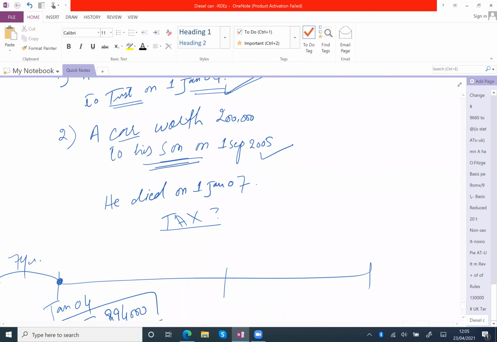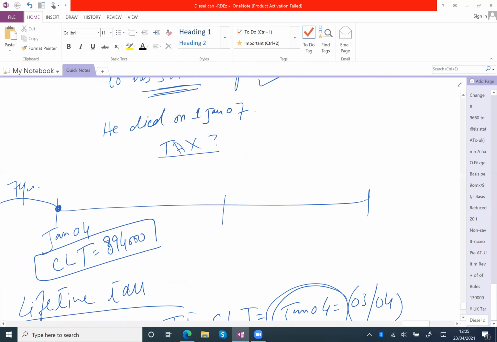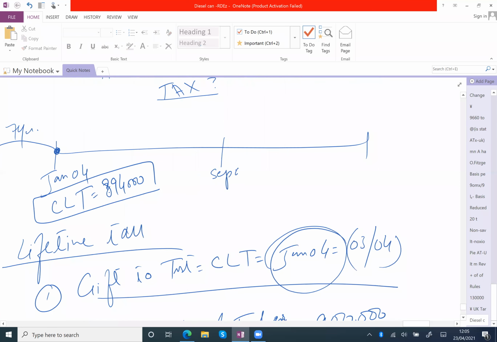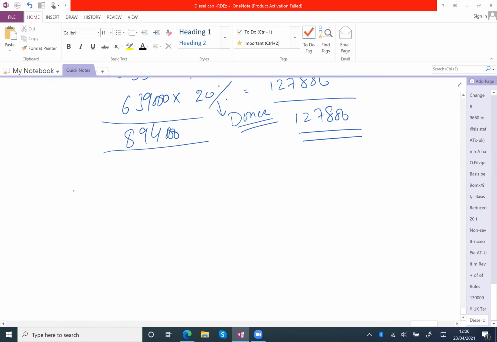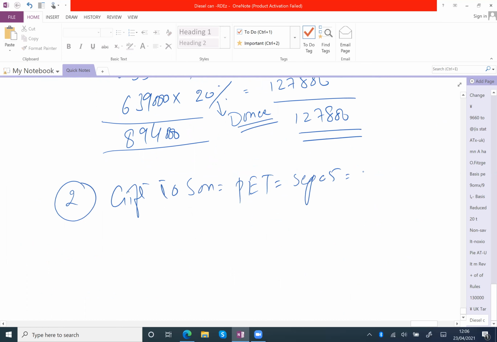Now go to the timeline and mention the second gift date. The second gift, a car worth 200,000 to his son on 1st September 05. So September 2005 PET, because this is a PET. Again question mark. Now you have to calculate the value of PET and write it down on the timeline. So the second gift is a gift to son. It is a PET, September 05, tax year 0506.